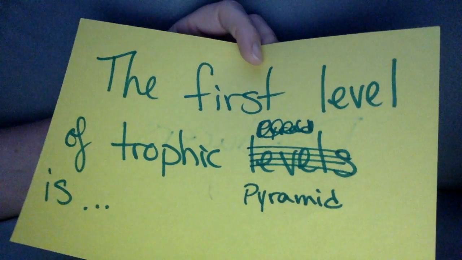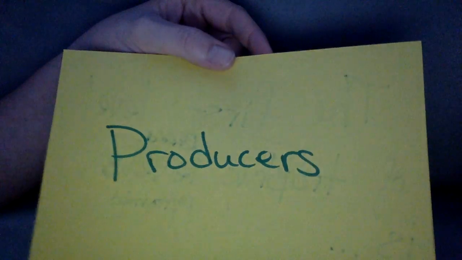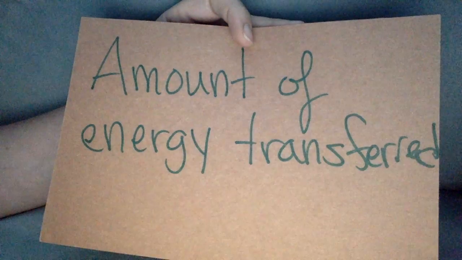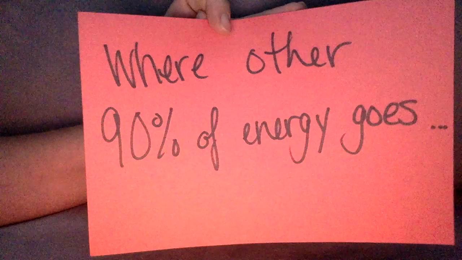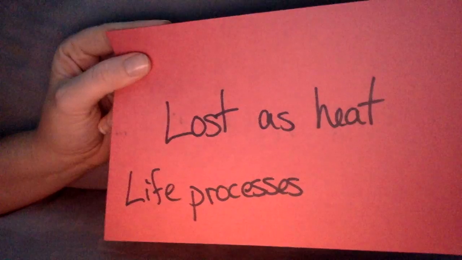The first level of organisms in the trophic pyramid is producers. How much energy is transferred from one trophic level to the next? 10%. Where does the other 90% of energy go? It goes to life processes or it is lost as heat.